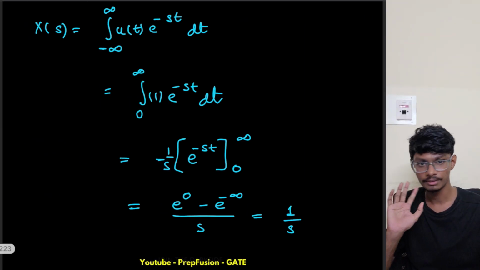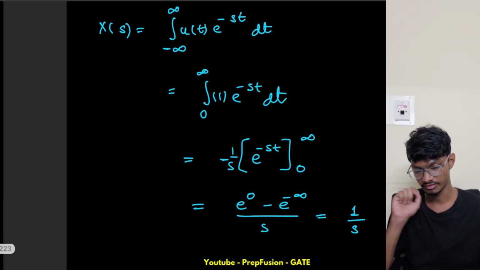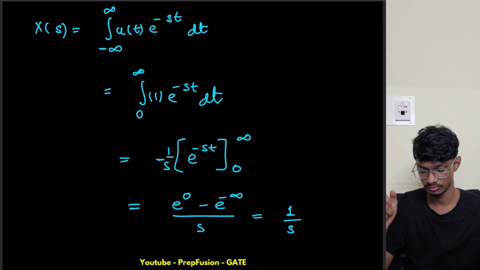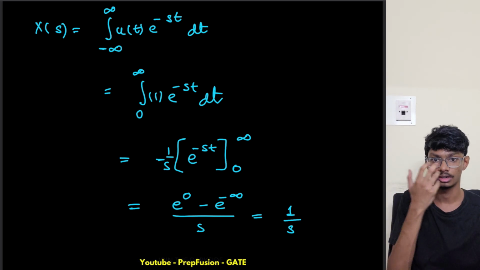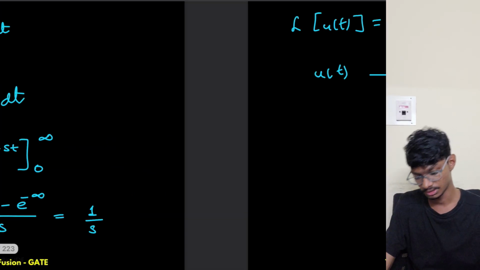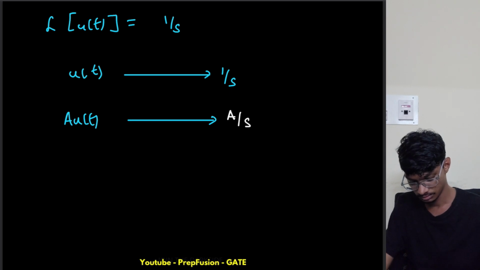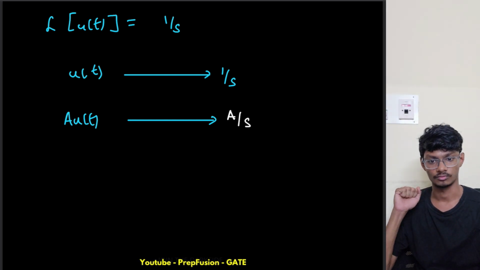Now let's do a simple modification. If I multiply u of t by a, what will change in the Laplace domain? A is just a constant, so a will come outside the integration and always remain outside. So the Laplace transform will be a by s. That is, a times u of t has the transform a by s. So this is the Laplace transform of a u of t. I think you are getting along, I hope you are understanding.